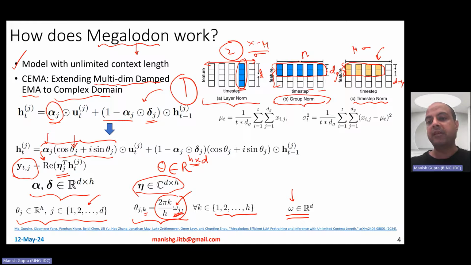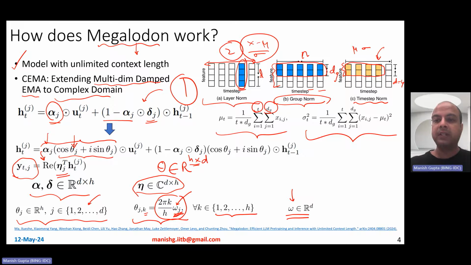Mu and the sigma based on these numbers, and then do the normalization, the typical z-score normalization. Okay, so that's how the time step normalization works. You basically take all the time steps up to time step t, and of course sum over all the groups, sum over all the elements in that group, and compute the mu and the sigma and do the normalization.